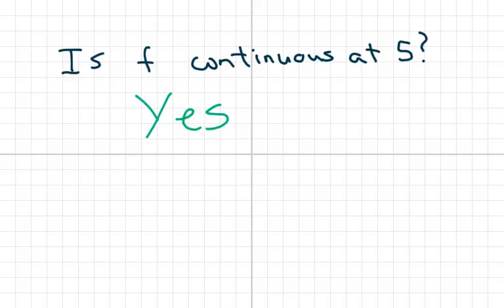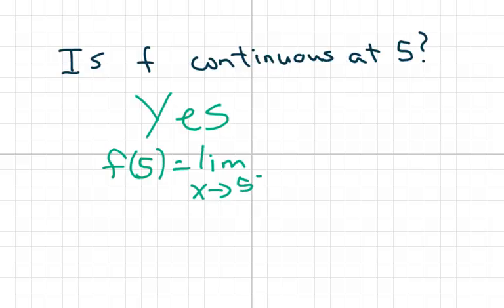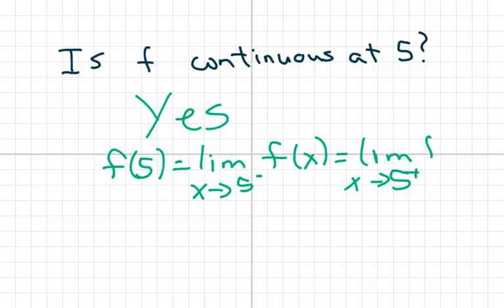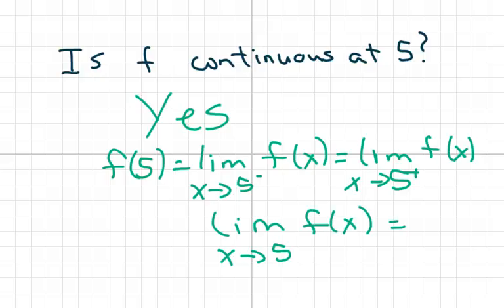and because f of 5 equals the limit as x approaches 5 from the left of f of x, which equals the limit as x approaches 5 from the right of f of x. And the limit of both of those as x approaches 5 in general equals 1. And this all equals 1.